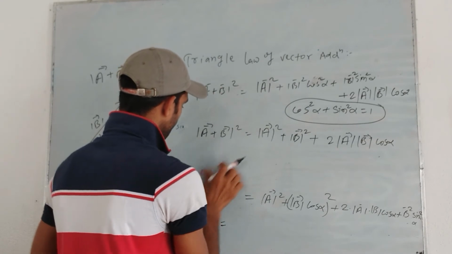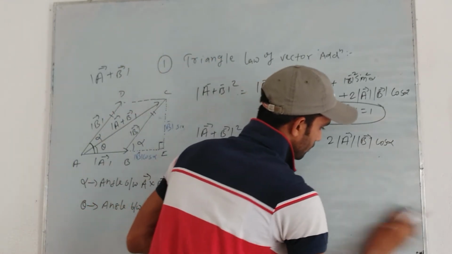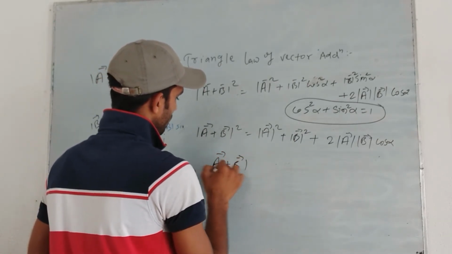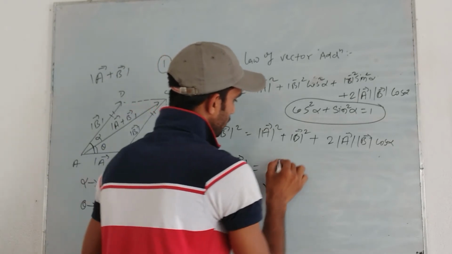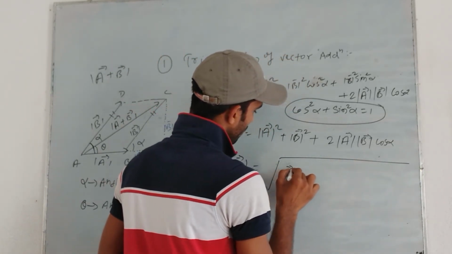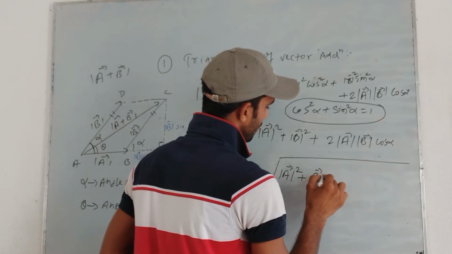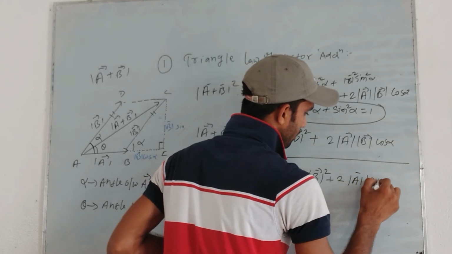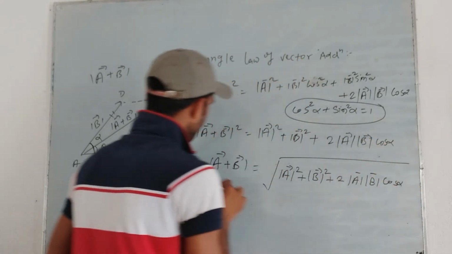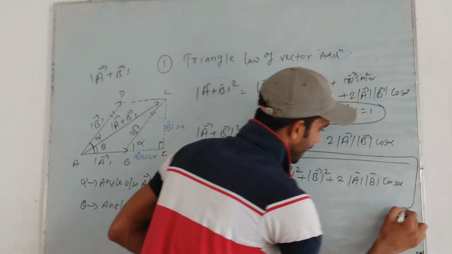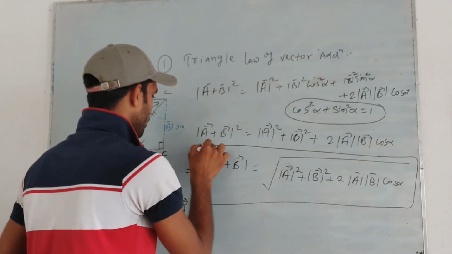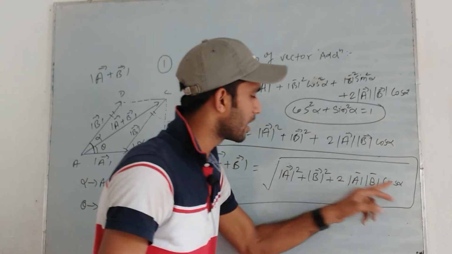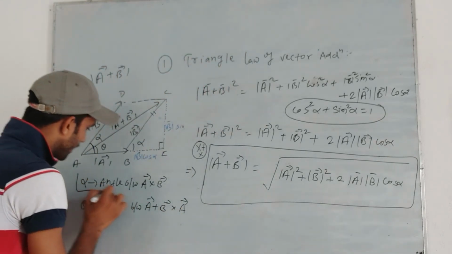So from here, magnitude of A plus B is equal to what? Magnitude of A plus B is equal to the square root of magnitude of A whole square plus magnitude of vector B whole square plus 2 into magnitude of A into magnitude of B into cos alpha. So this is your magnitude of sum of vector A and B, right? You have to remember this formula, because we'll use it in further lectures. This alpha is the angle between vector A and B.